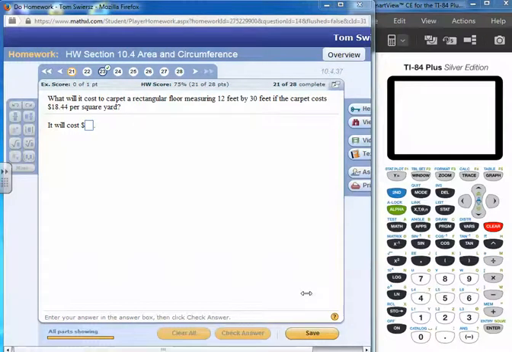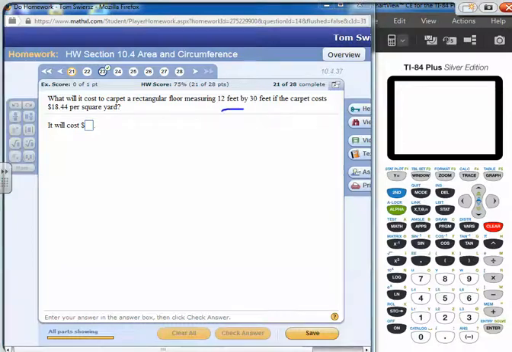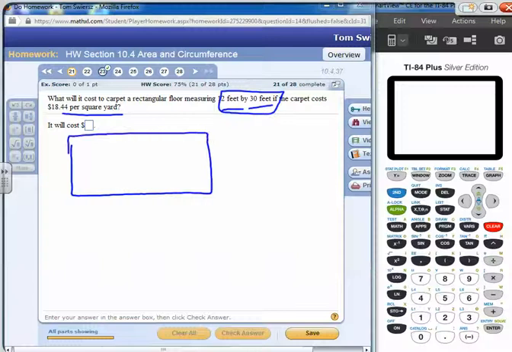Okay, let's go ahead and solve homework exercise number 21. We have the cost of carpet for a rectangular floor measuring 12 feet by 30 feet, and the carpet costs $18.44 per square yard. Notice the dimensions are given in feet and the cost is per square yard, so we're going to have to convert. So if we draw a picture of our rectangular floor, we have 12 feet by 30 feet, right?